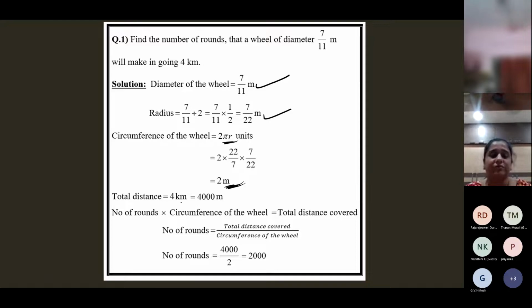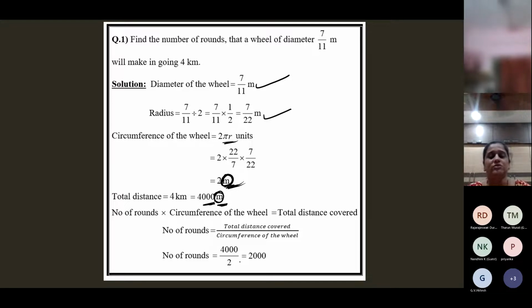What's the total distance? 4,000 meters. You should have it in the same unit, meter, meter. If this is in centimeters, this also should be in centimeters, because in one formula, all the values must be substituted in the same unit. Any unit, but the same unit. You can even convert 2 meters to centimeters, then this 4,000 meters also should be converted to centimeters. You'll get the same answer.